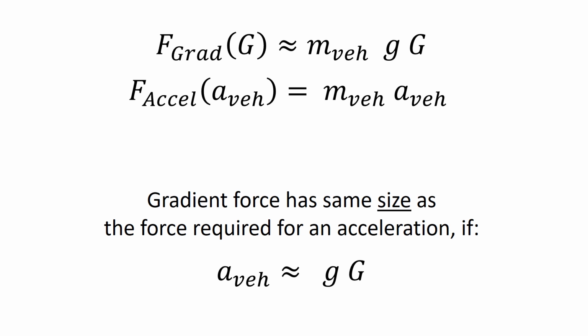If we use the approximation for the gradient force and compare it with the force required for acceleration, we see that they are very similar. From this we can notice that the gradient force has the same size as the force required for an acceleration if the acceleration of a vehicle equals acceleration of gravity g times road gradient. This can be illustrated by an example.